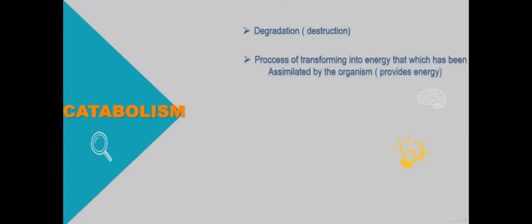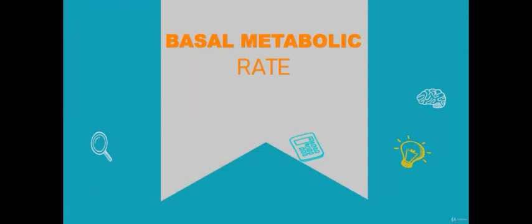On the other hand, catabolism is degradation, destruction, a process of transforming into energy that which has been assimilated by the organism to provide energy. It is a release of energy by oxidation, and it is in ATP production. BMR represents the minimal work to ensure vital functions: heart, breathing, brain, temperature. BMR represents 50 to 70% of caloric expenditure per day.